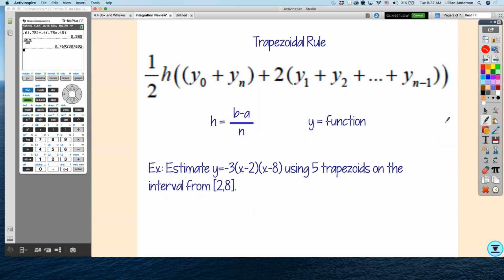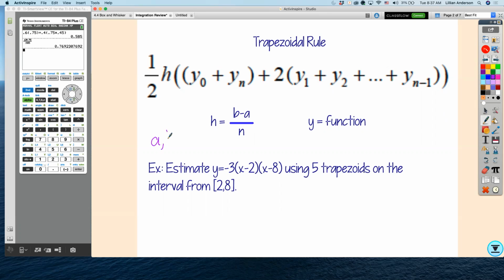This formula is in your reference booklet, and so you just need to know essentially what each of the variables represent and then how to use it. So H is the formula of B minus A over N. That is not in your reference booklet. You have to know that H represents B minus A over N, where A and B represent the boundaries of the area that you're trying to approximate.